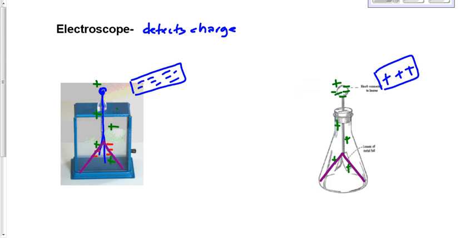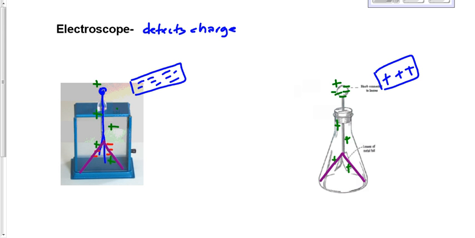So we get the same effect in both situations, right? But one's because a negative was brought nearby, one's because a positive. We know that there was charge present in that object. We just don't know what kind of charge it was. Isn't it grounded though? No, we're assuming that everything's insulated right now, but we will ground it in a second.